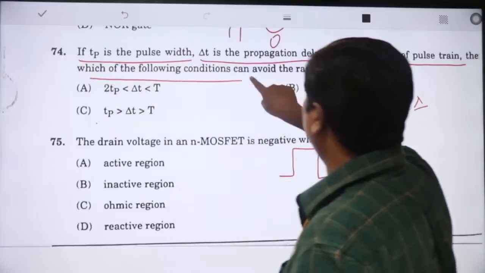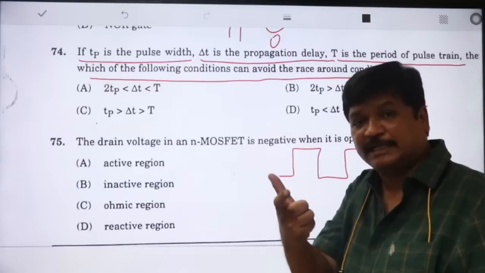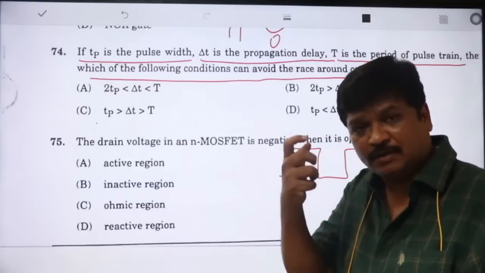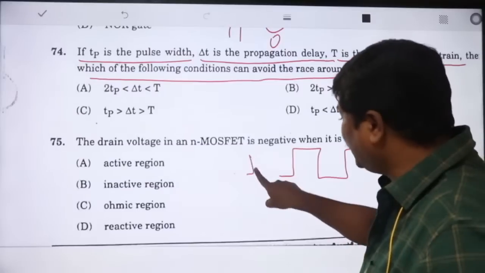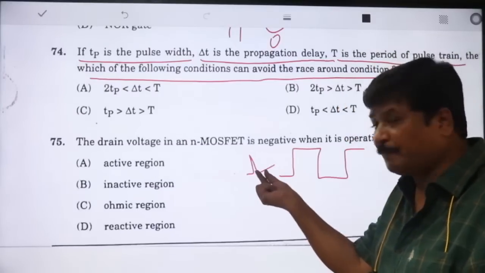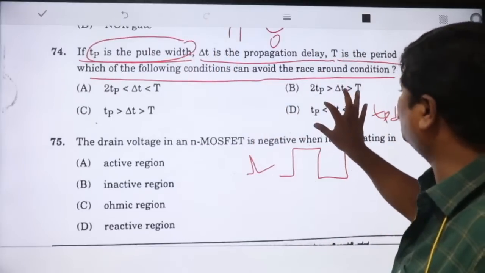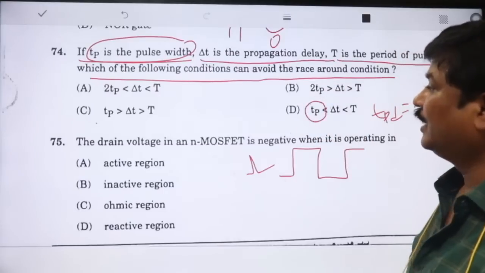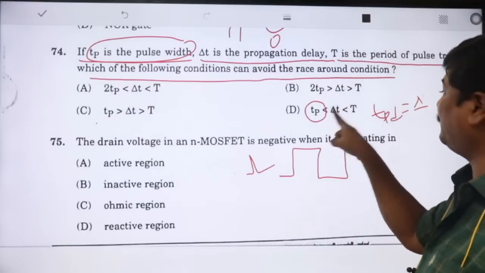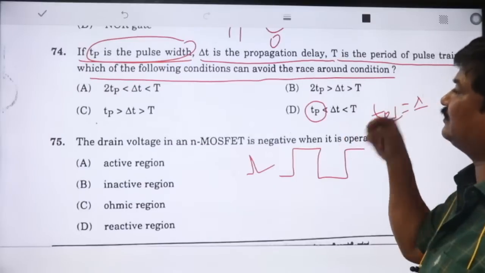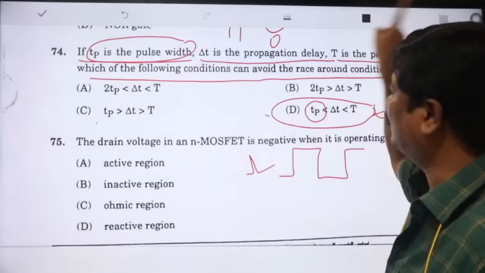Which of the following conditions avoids the race around condition? Whenever your pulse width is much greater, the race around condition will dominate. If you want to reduce the race around condition, we use edge triggering or something like that. We want to reduce the pulse width. Pulse width is TP. TP should be less. Only this condition is satisfying; the remaining all have TP high. TP must be less than the period of the pulse train as well as the propagation delay. This condition will avoid the race around condition.